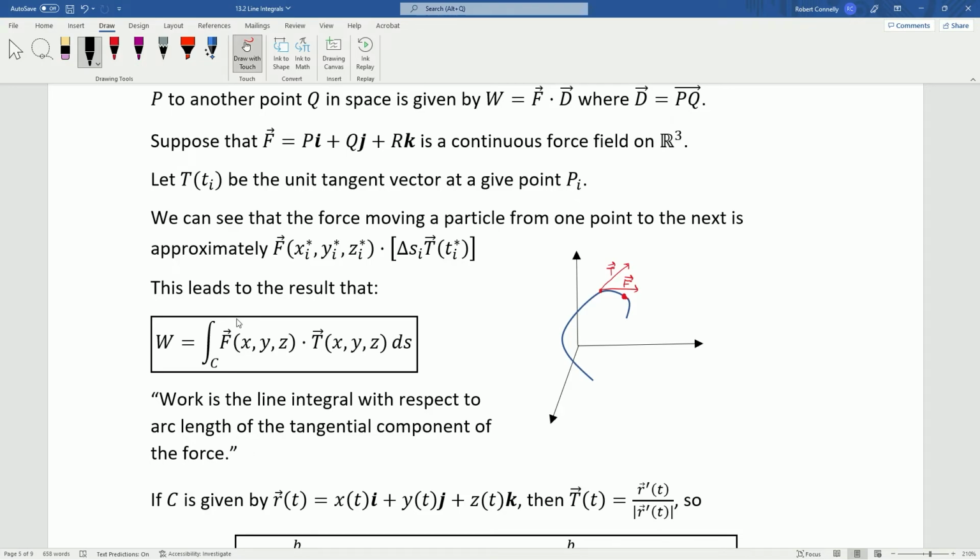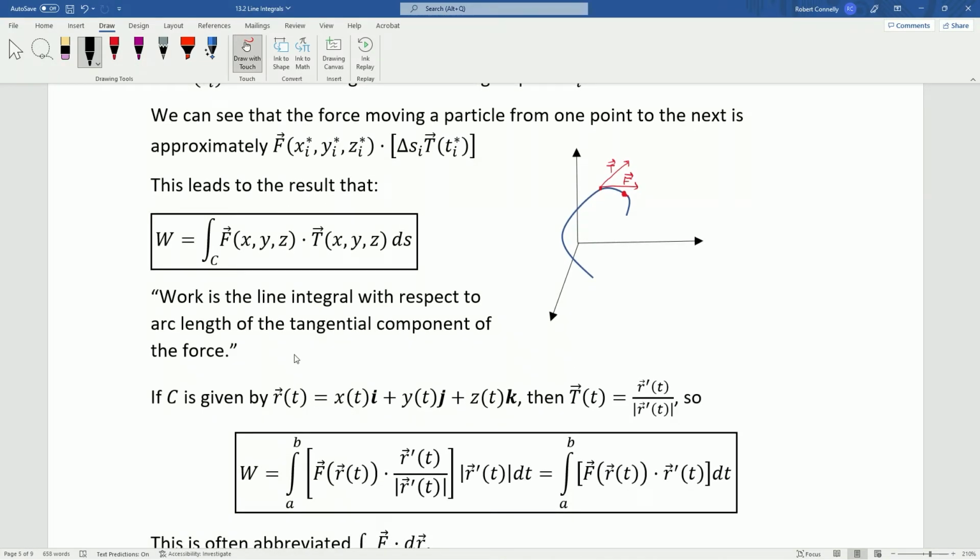But we can actually simplify this expression a lot by noting that if C is given as a vector curve, then the tangential unit component of the force is r prime of t divided by the magnitude of r prime of t. So if we substitute this in, then we rewrite F as F of r(t) instead of F of x, y, z, and we rewrite T as r prime of t over the magnitude of r prime of t, and ds is the magnitude of r prime of t dt.